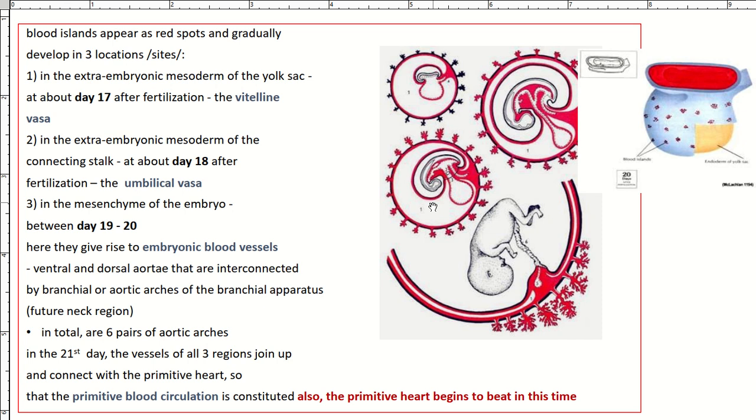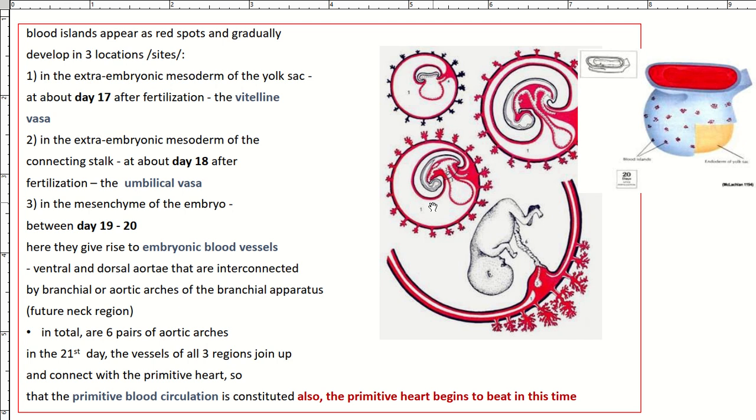You're going to see it very soon as we talk about these arteries from the development of the heart. So in total, there are 6 pairs of aortic arches on the 21st day. And if you remember very well, we said the heartbeat starts at day 21. That's the same day. So the vessels of all three regions will join up and connect to the primitive heart tube. We're going to talk about what we call the sinus venosus. They're going to drain into the sinus venosus.